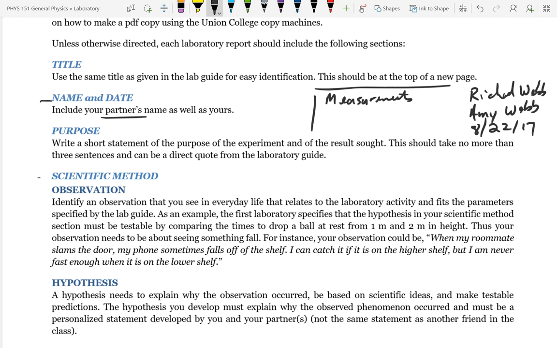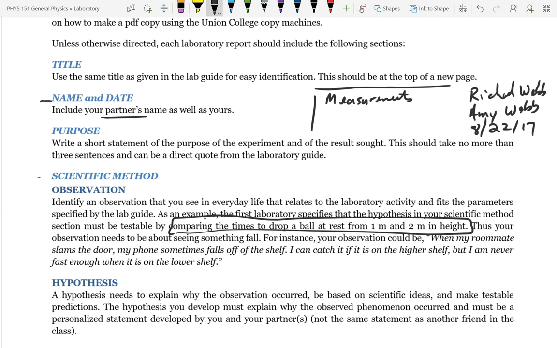So the observation, it's very broad, but it should be something that you can see on some kind of regular basis and that piques your curiosity and can be explained with the theory of the day. So our theory of the day, it's very clear. It says that it has to be something that you can test by comparing the times for a ball to drop 1 meter and 2 meters in height. So your theory should have something to do with the time it takes for things to fall and make a prediction about how much longer it takes if you double the distance.